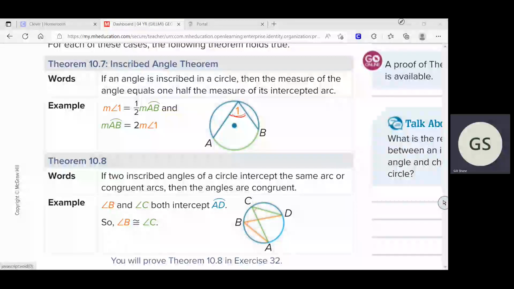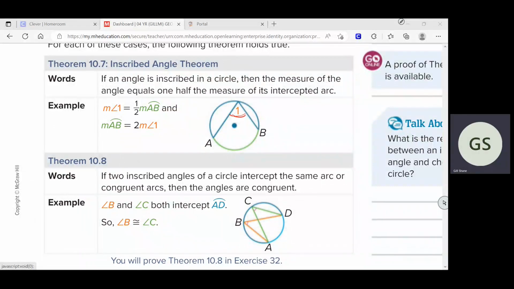The opposite would be true. If the measure of angle 1 is 75, then we'd multiply it by 2, and we can calculate out the measure of the arc. I'm about to show it's in your book. That's what all this is saying right here.